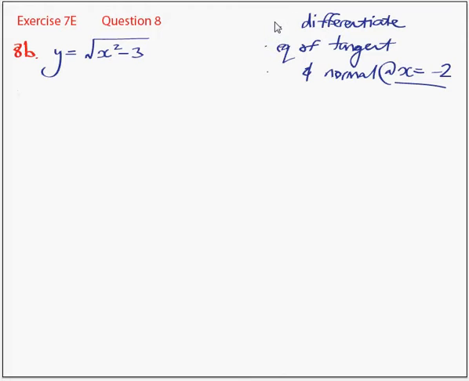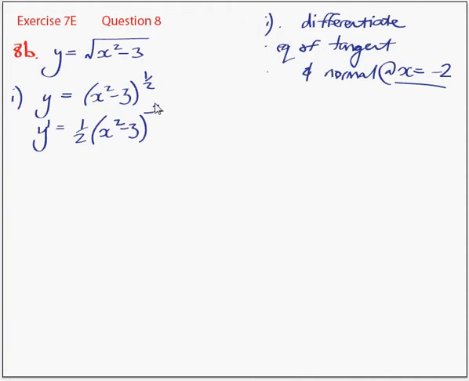To differentiate it, first we need to turn this into index form. Then we can use the chain rule. And tidy up a little bit.